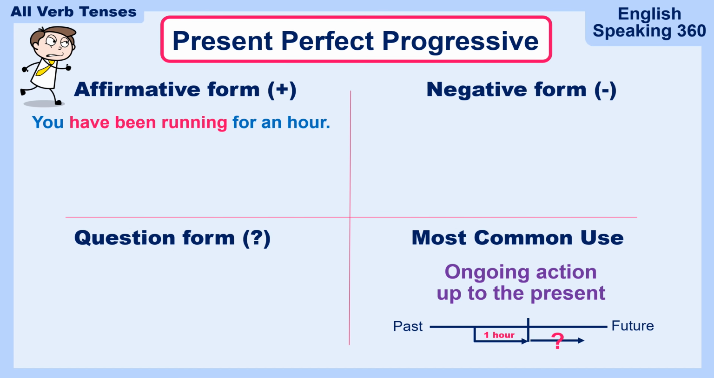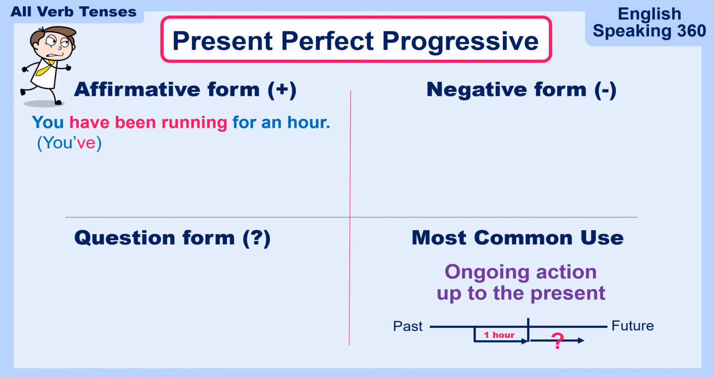Here's an example. You have been running for an hour. Okay, you have been running for an hour. You see it in the diagram here. So the running started in the past and the running has been happening. It's been ongoing for 1 hour up to the present. We don't know if he's gonna stop running or not. You could also use the contraction. You've been running for an hour.